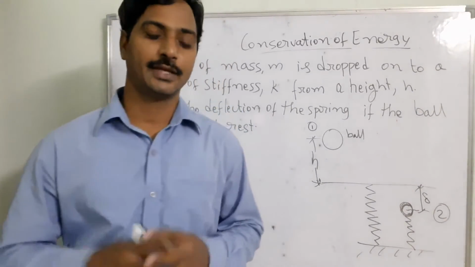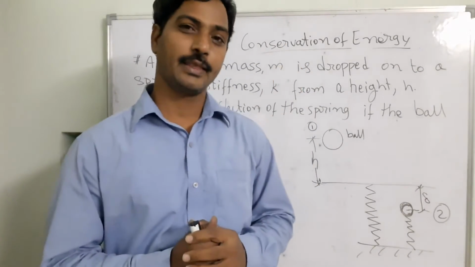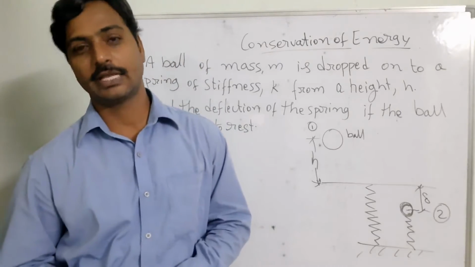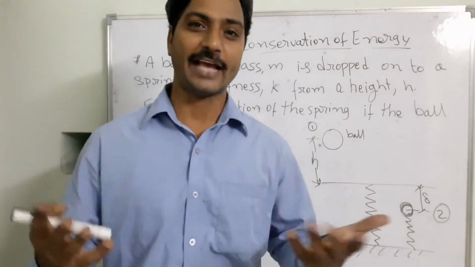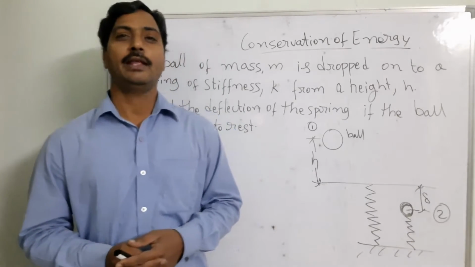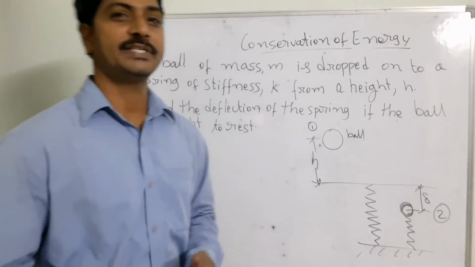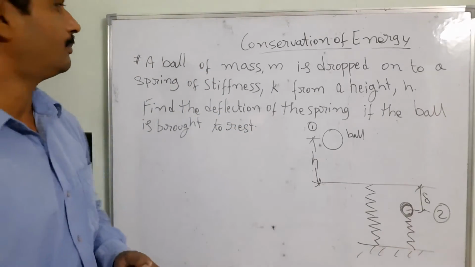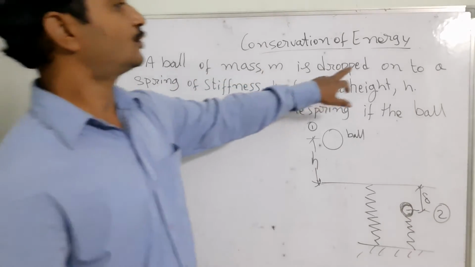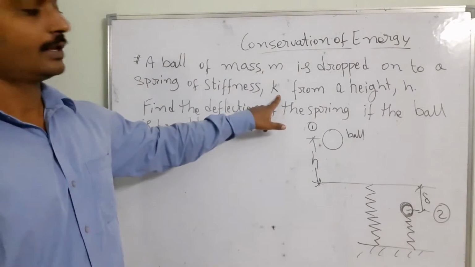Hello there. Now by using the conservation of energy, we are trying to solve and find out the different field parameters. As you know, velocity or acceleration only we are going to be calculating so far, right? And here, by using this potential energy and the kinetic energy, let me see how we are going to solve this problem. A ball of mass m is dropped onto a spring of stiffness k.